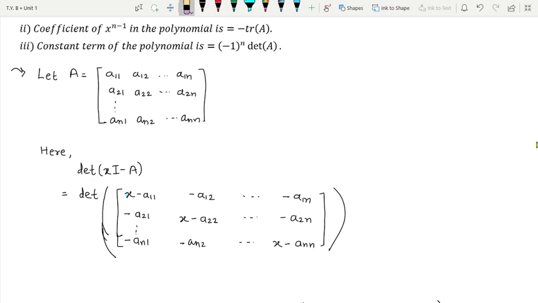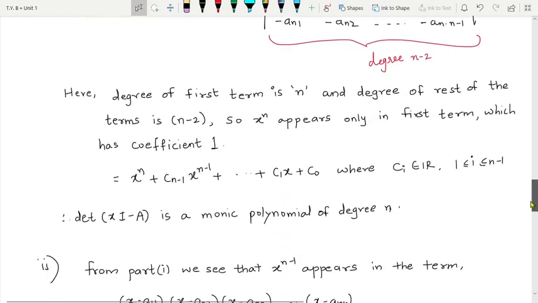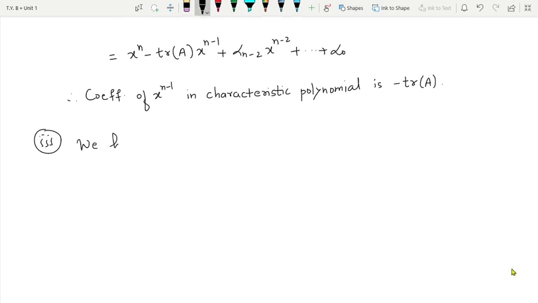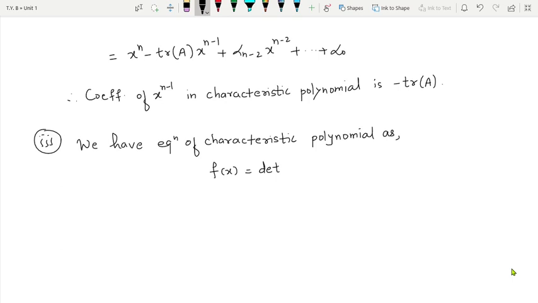Now we already know what our characteristic polynomial is. So in that polynomial, simply we are going to put x is equal to 0, and that is going to give us the constant term, and we will show that that constant term is nothing but minus 1 raised to n determinant of A. So here we have the equation of the characteristic polynomial, f of x is equal to determinant of xI minus A.